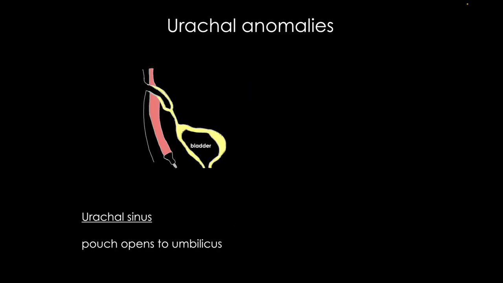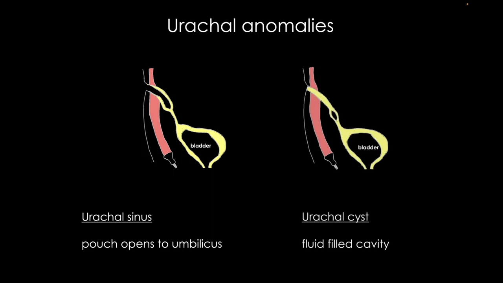Another form is a sinus, and a sinus is a pouch that has one open end. So in this case, I'm showing an opening to the umbilicus, but not the full opening to the bladder. We can also see cysts, and cysts are just fluid-filled cavities. Now, neither of these is going to result in leakage of urine from the umbilical cord, but there can be infection, and in rare cases, there is the potential for malignant transformation.